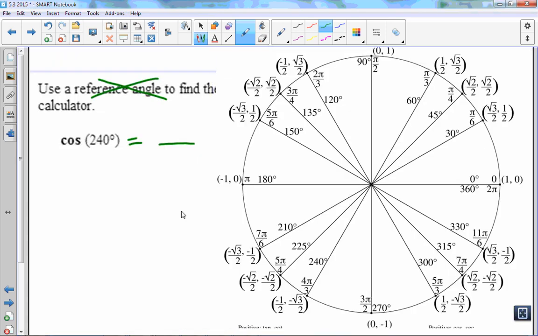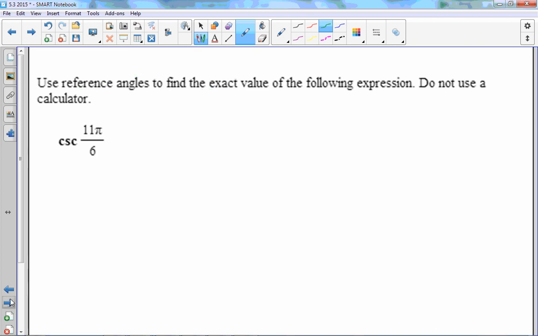How convenient is that? All right. So I'm going to go to 240. Now, how do I find the cosine? The x-coordinate. So it's just negative 1/2. Okay? That's opposed to using a reference angle. We're going to use the unit circle. So, again, that's the point where on this next quiz and next test, we need the unit circle.